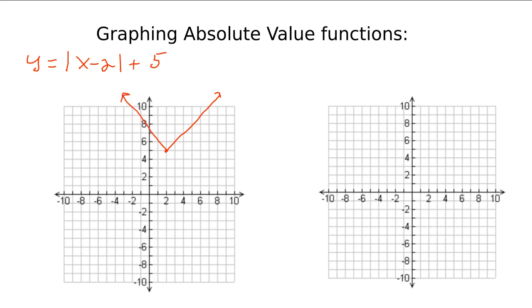What do you think would happen if there's a negative in front of here? Upside down, right, because it's a negative 1. It's going to flip it. It's just going to go down this way, right? The shifting is going to be the same. It's going to be shifted up 5 units. It's going to be shifted 2 to the right, but it's going to be flipped over.